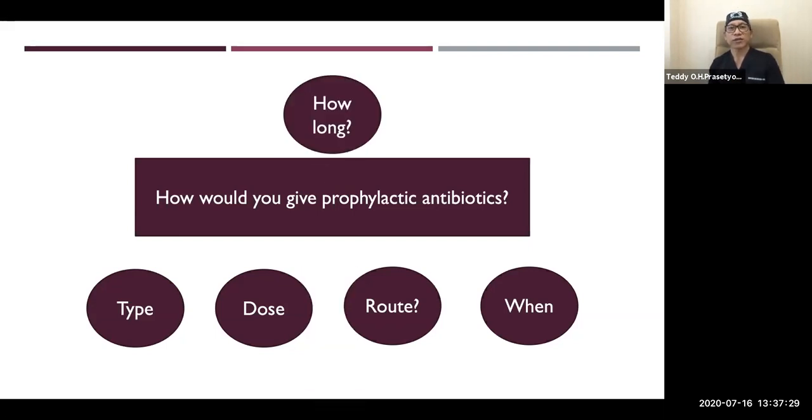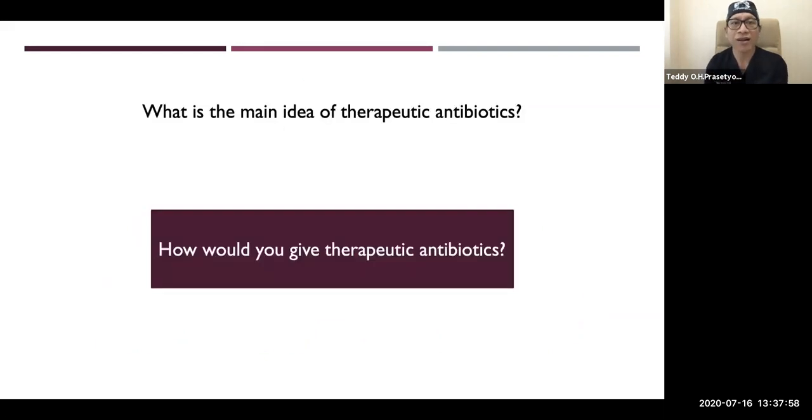Besides those factors, you also need to take into very serious account how long you would give your patients prophylactic antibiotics. Whether it is going to be one shot or you can repeat your antibiotics, and for how long? That's very important. The general, universally acceptable practice of prophylactic antibiotics is no more than 24 hours. Then what is the main idea of the therapeutic antibiotics? How would you give the therapeutic antibiotics?